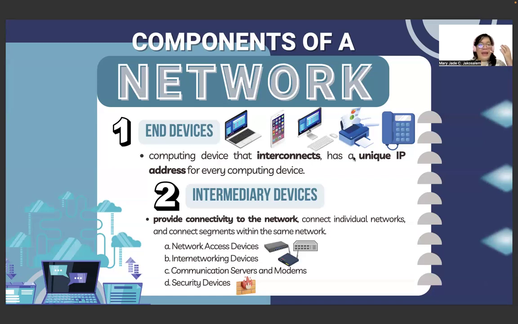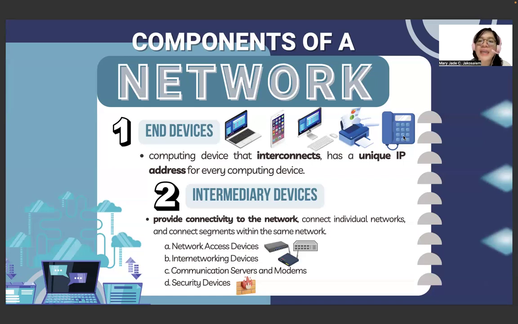Furthermore, the end devices are either the source or the destination of the data that is being transmitted within the network. So it's either where the data comes from or where the data will go. So that's also an end device. Some examples of end devices include a laptop, a smartphone, a tablet, a personal computer, a printer, an IP phone, and so on and so forth.